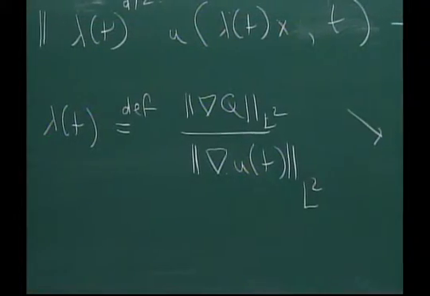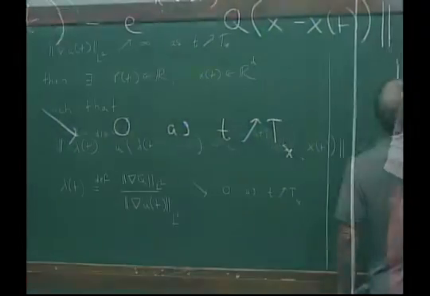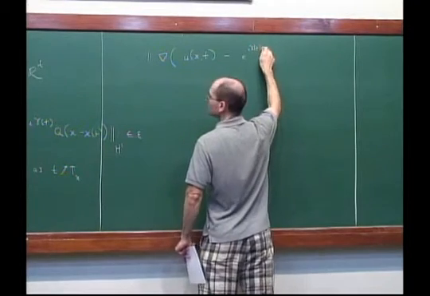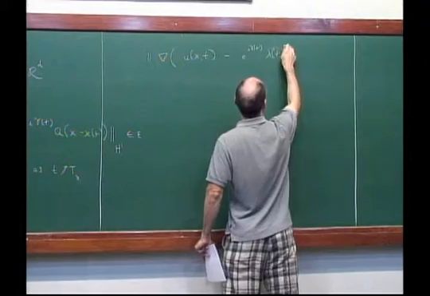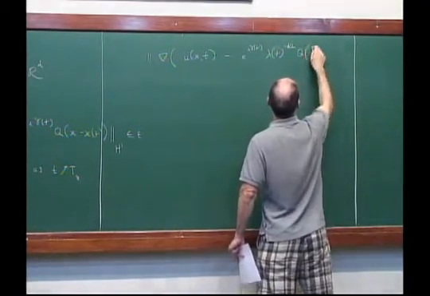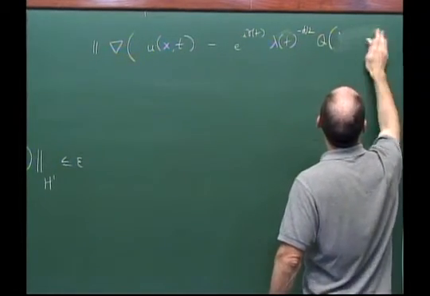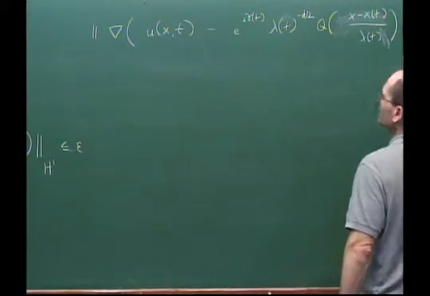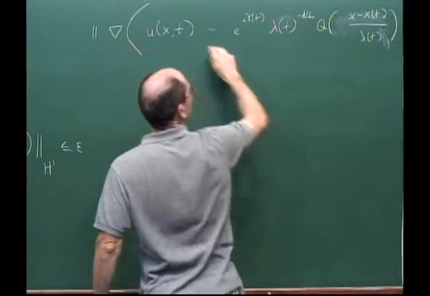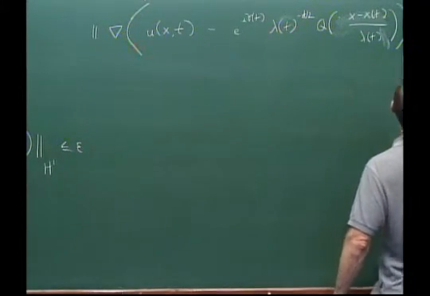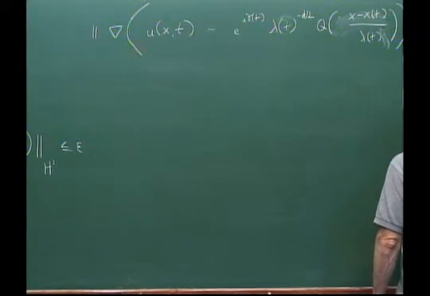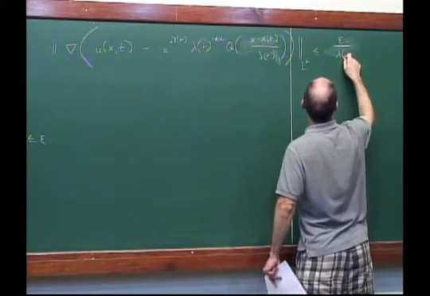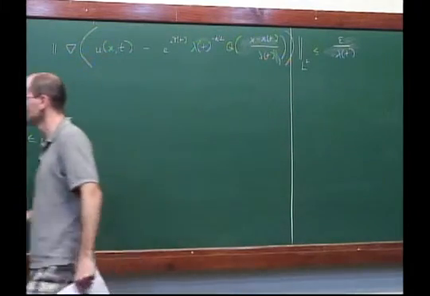So just look at what's happening at the level of the gradient. If you scale in the equation here, you have u of x, t minus e to the i gamma of t lambda of t to the minus d over 2 Q of lambda of t to the minus 1 times x minus x of t over lambda of t. The gradient of that whole thing in L2 is not less than epsilon, but less than epsilon times lambda of t to the minus 1. Okay, so lambda is going to 0, so that's actually diverging.